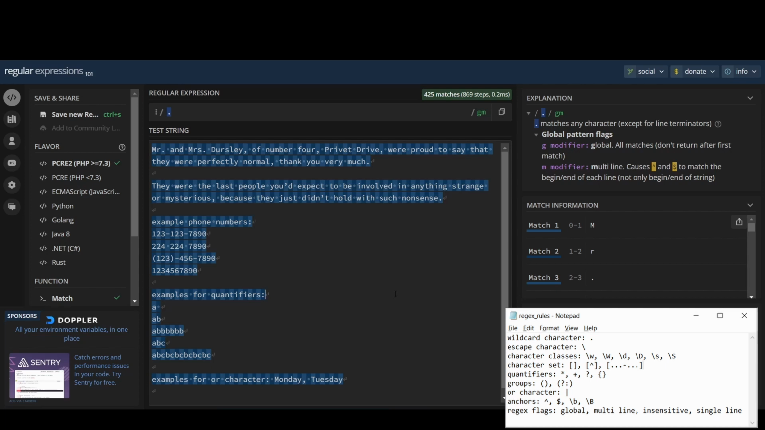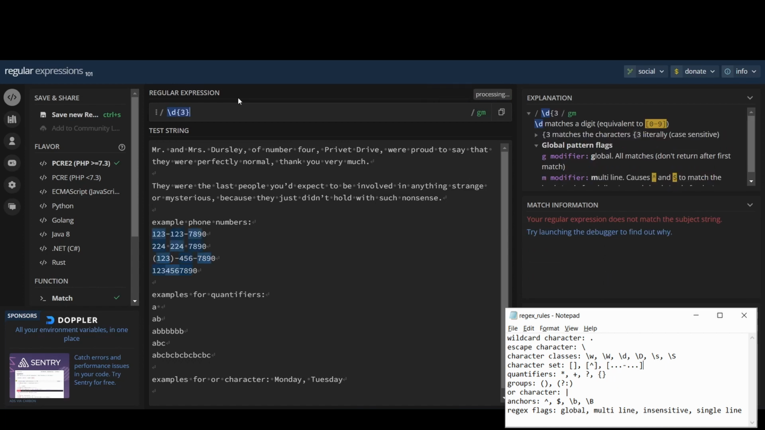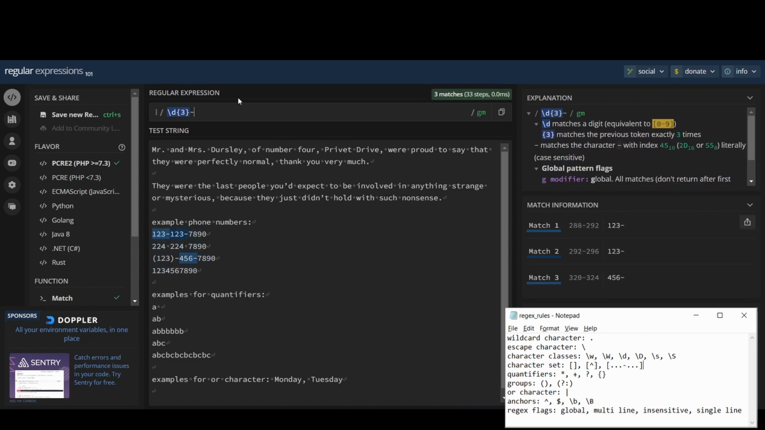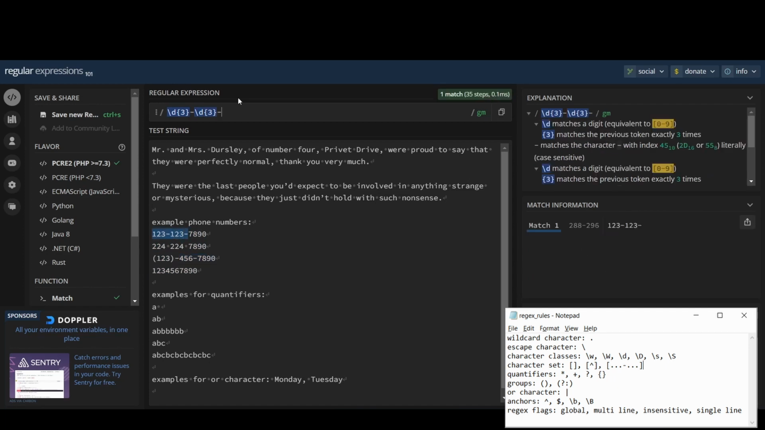Before we call it the end of the video, let's do one small project that can help us search for phone numbers in different formats. Let's say we want to search for a phone number in the first format, where the area code and everything else is separated by a hyphen. We already did that before. We just need to repeat the digit 3 times followed by a hyphen, repeat the digit 3 times again followed by another hyphen, and repeat the digit 4 times. That way we are going to match this first format of the phone number.